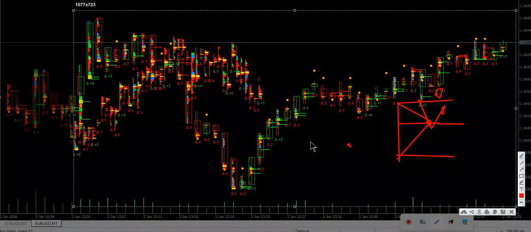Let us summarize. This is POC and this is value area low, and we were to wait for the candle to come up to this active area, value area POC and value area low. Then we were supposed to place the call option. Okay.